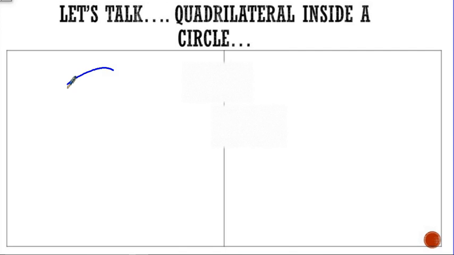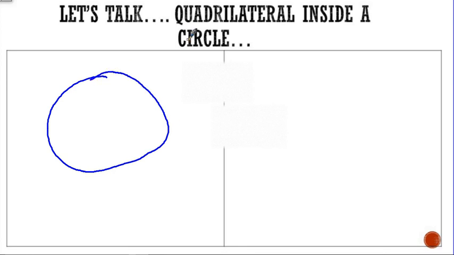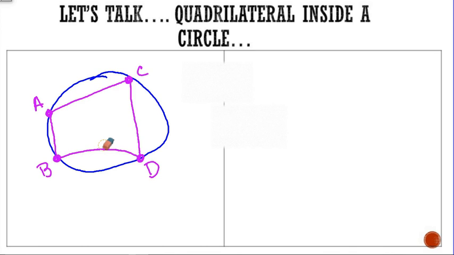So let me show you what an inscribed quadrilateral looks like. If I have a circle here, and a quadrilateral is a four-sided figure like the parallelogram and the rectangle, I'm going to draw a quadrilateral here, and a quadrilateral has four sides. So I'm going to call this A, B, C, and D, and this is inscribed in the circle. Let me make this line a little straighter.